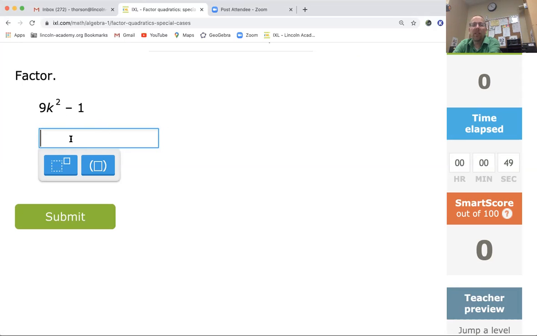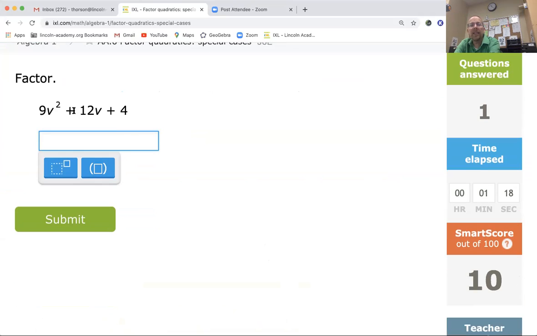So again, what we're going to do is you just think about, okay, I have the square root of 9, which is 3. The square root of k squared is k. And then the square root of 1 is 1. And then I type that in twice, except you make one a plus and one a minus sign. It's called the difference, because that's subtraction, difference of two squares.